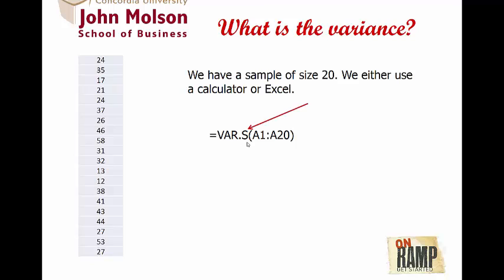Variance.s, and this S stands for the sample. If I want the population, I would choose variance.p for population. So variance.s will take the range of my observation from A1 to A20, and it will give me 160.3658 year square. See, as we said before, the original data was in years, but the variance is in year square.